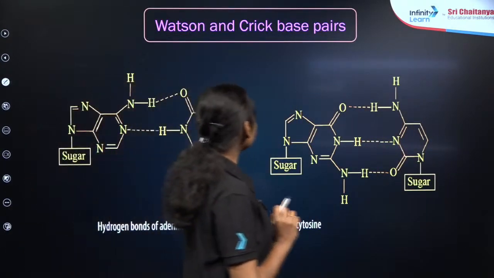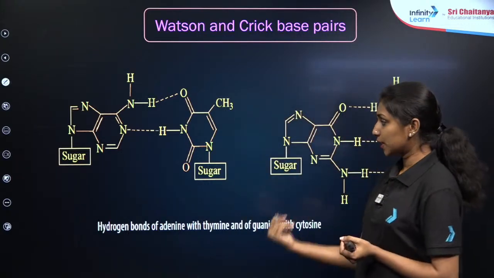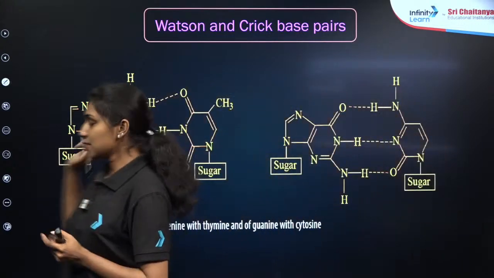Okay, these are the Watson-Crick base pairs. The first one shows which nitrogen base it is.